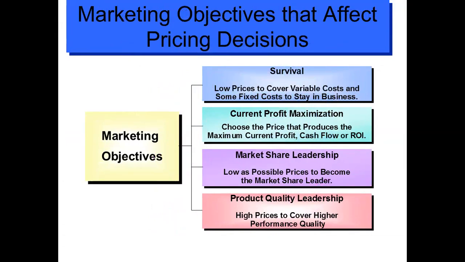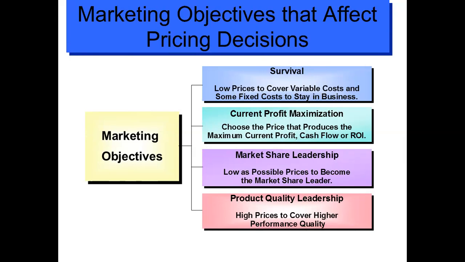It is not as simple as that every company must have all the objectives. It depends upon the management style, their vision and mission statement, their strategy, and what the major objective of the company is. So the marketing objective may be survival, current profit maximization, market share leadership, or product quality leadership. Now, let's talk about survival.